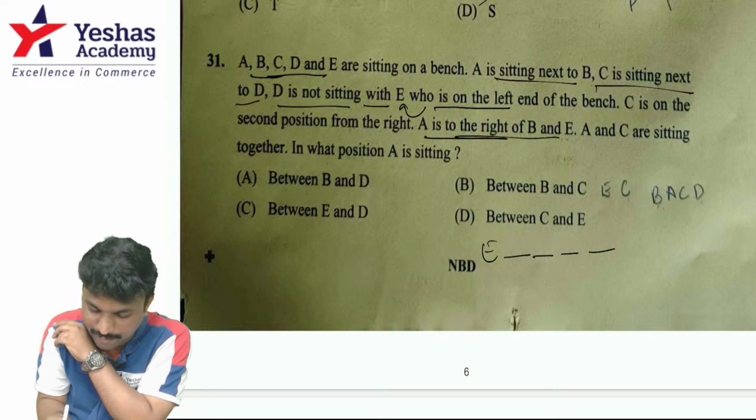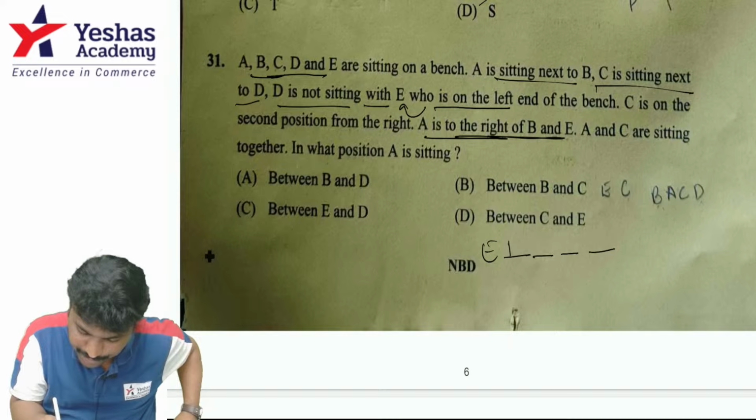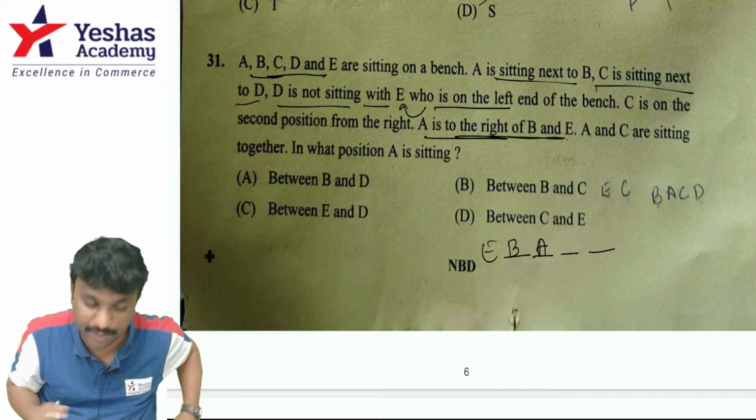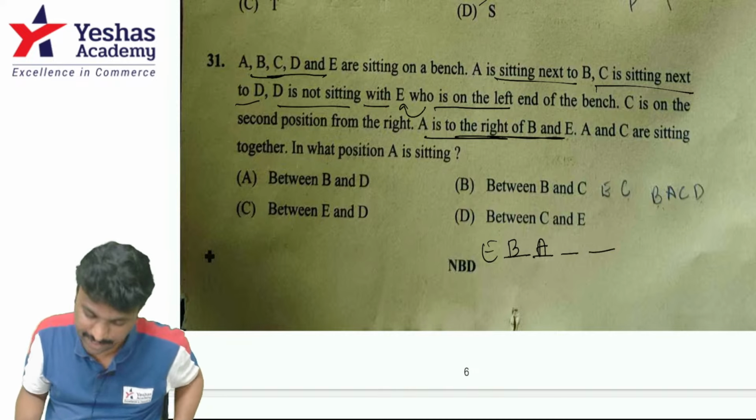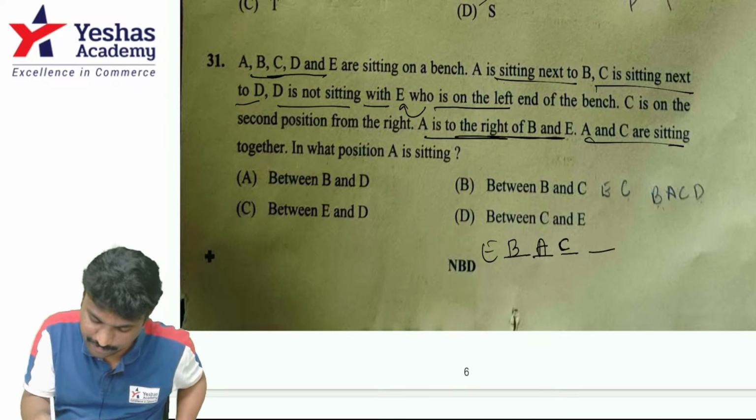A is to the right of B and E. So, if B is here, A can be placed over here, right? Possibility is there? Yes. Then A and C are sitting together. That means C must be definitely here.